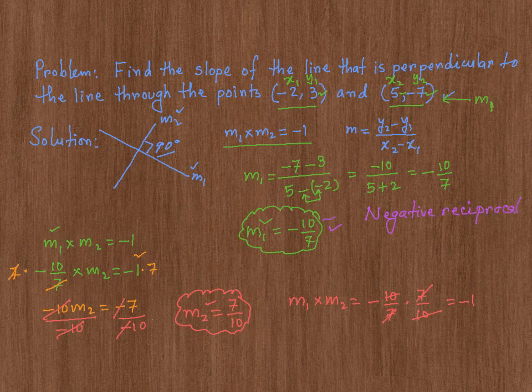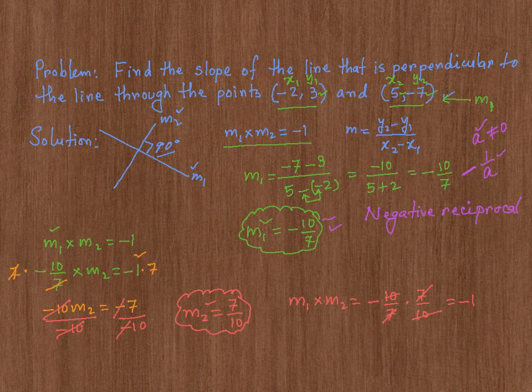First of all, on a side note, if a is a non-zero number, the reciprocal of a is going to be 1 over a. And the negative reciprocal is just when you put a negative in front of it. Once again, if a is a non-zero number, the reciprocal of a is 1 over a. The negative reciprocal is when you put a negative in front of it.